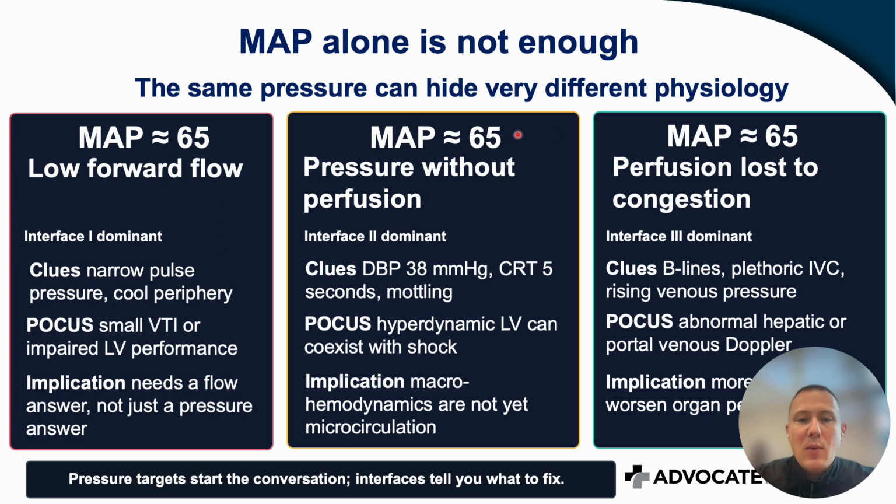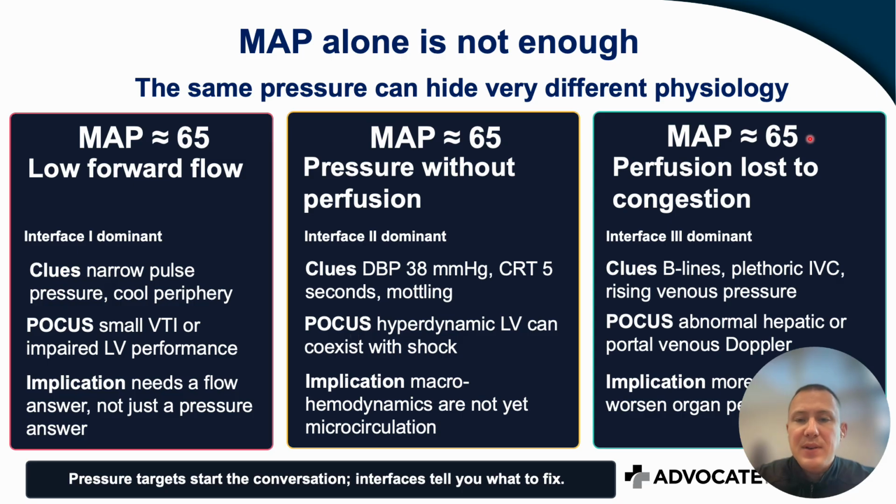Or in the other scenario, blood pressure can be normal, like 65, the patient may be warm and the heart may be pumping really well, but SVR could be extremely low. So we will still see that the patient is mottled, that the microcirculatory perfusion is just not happening.